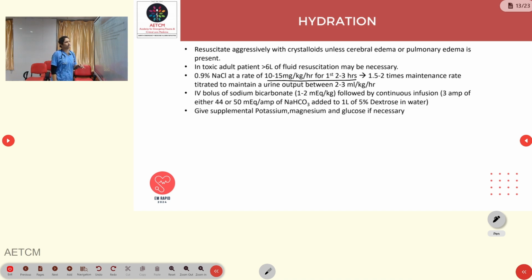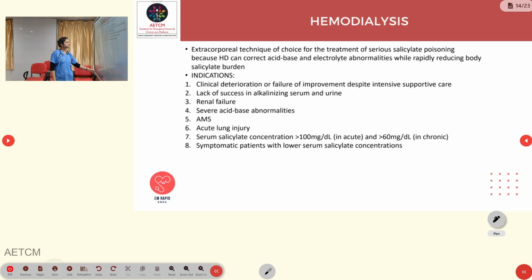An IV bolus of sodium bicarbonate, that is 1 to 2 milliequivalent per kilogram, followed by a continuous infusion of 3 ampules of either 44 or 50 milliequivalent per ampule of sodium bicarbonate added to 1 liter of 5% dextrose in water can be given. Give supplemental potassium and magnesium if there are any deficiencies, and correct the hypoglycemia if there is any.